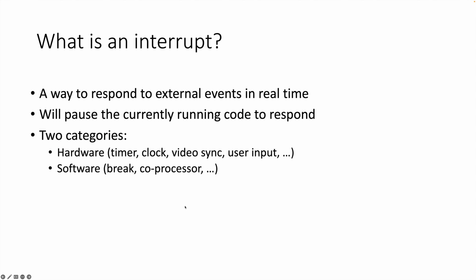What is an interrupt? An interrupt is a way to respond to external events in real time. It will pause the currently running code to respond to that event. There are two categories of interrupts. Hardware interrupts are typically used with peripherals such as timers, clocks, handling video sync signals or user input. And the second category is software interrupts, which in the 6502 and 65816 world are the break and the coprocessor instructions.